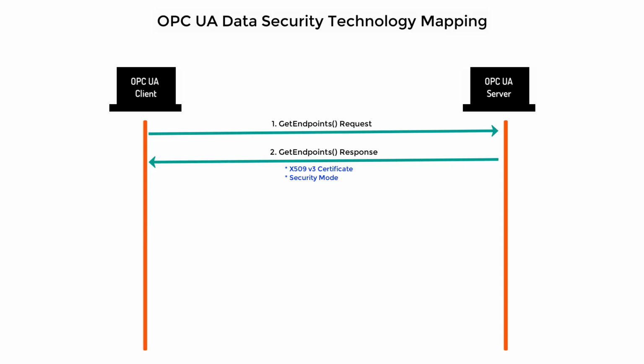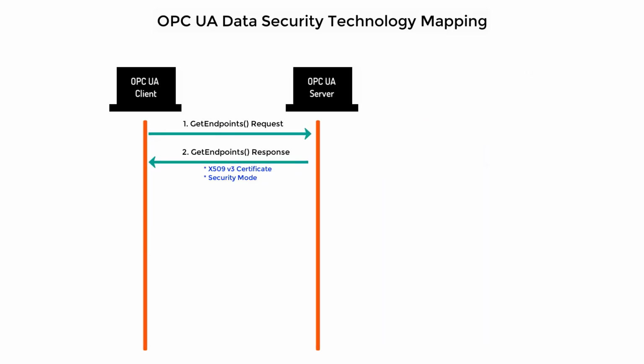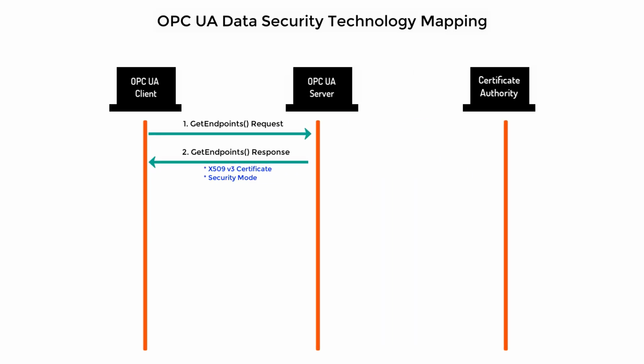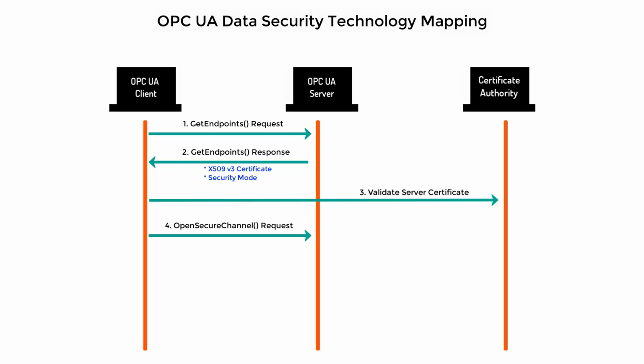So in the case that the server obtained its certificate from a certificate authority, the client issues a validation request to the issuing certificate authority. And then, on condition that the server certificate is valid, the client then proceeds to the next step and uses the public key for encryption and signing of its next message, which is an open secure channel request. If the client chose none as its preferred security mode, then the rest of the handshaking procedure is not applicable.